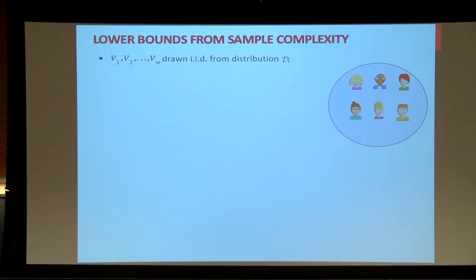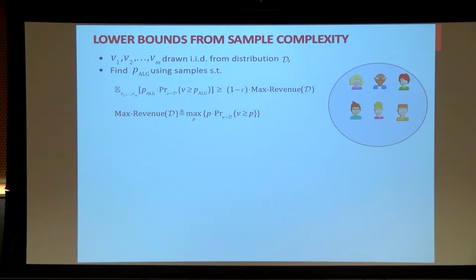So this problem is sample complexity of auctions. This is the following problem for single item auctions. Suppose you have an underlying distribution D which is unknown, and then you have M samples drawn IID from the distribution, denoted by V1 to Vm.